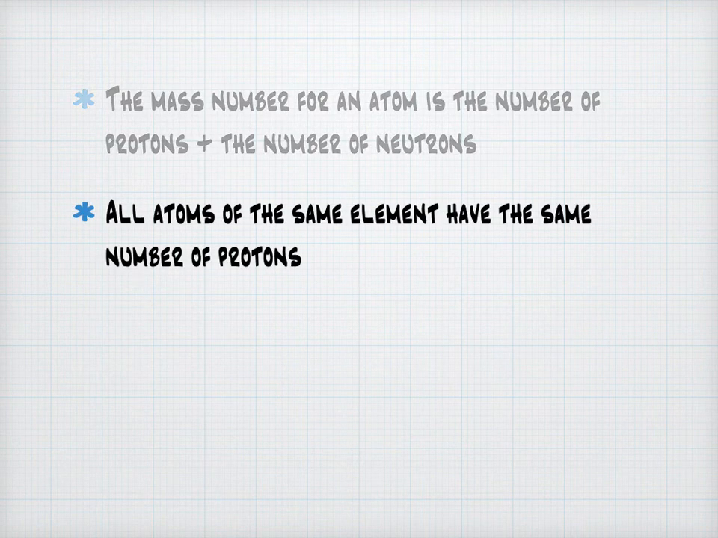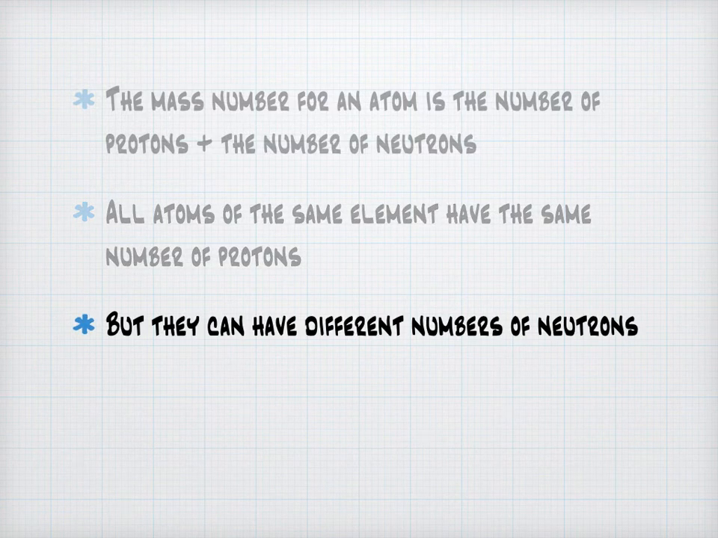You should also know that all atoms of the same element have the same number of protons. So, for example, every atom of chlorine everywhere in the universe has an atomic number of 17. It has 17 protons. If an atom doesn't have 17 protons, it's not chlorine.